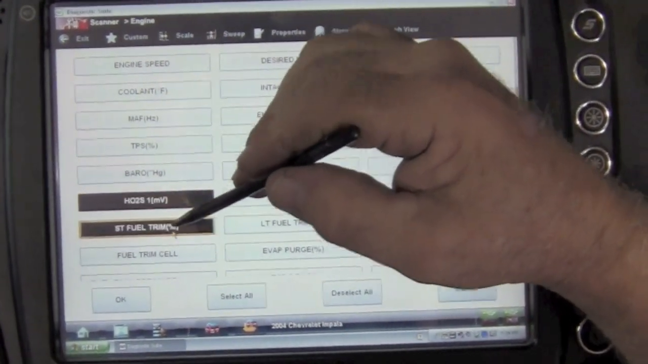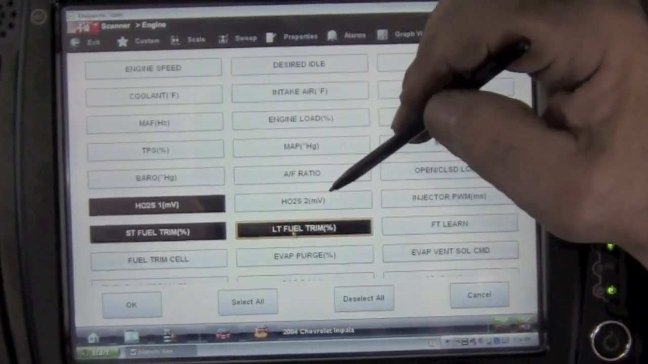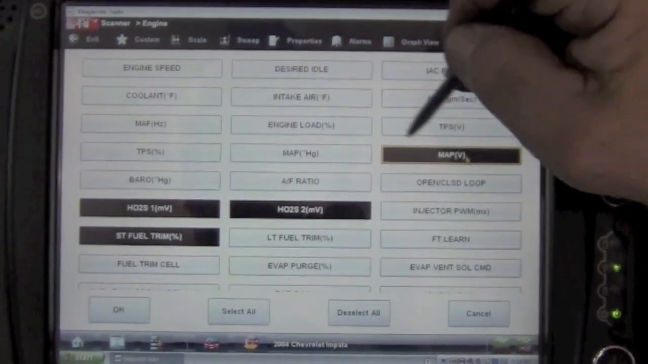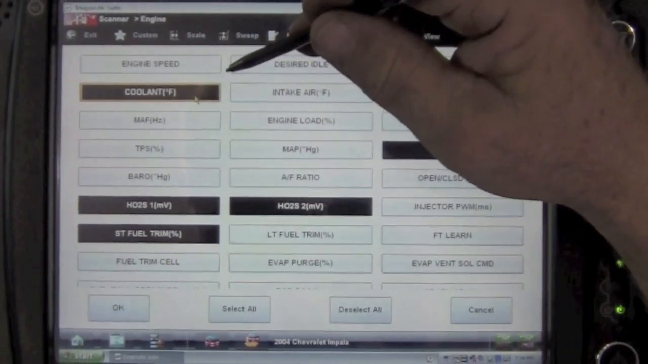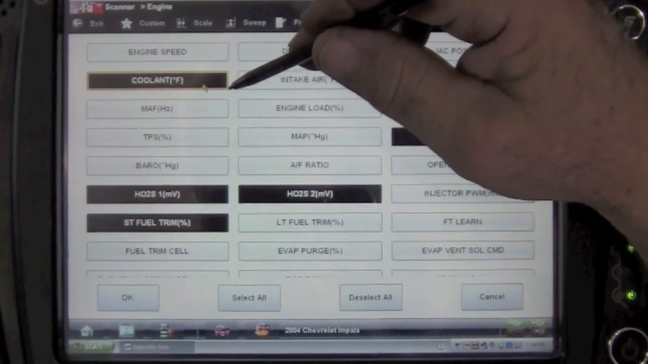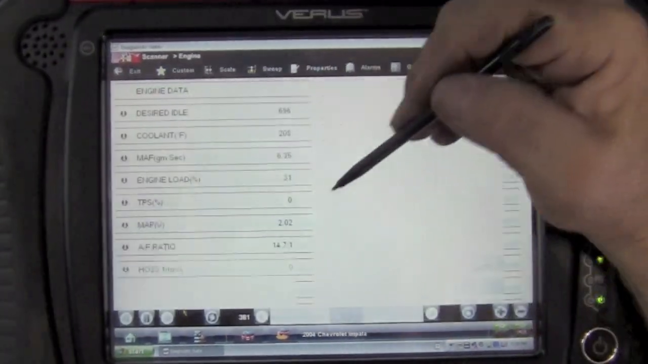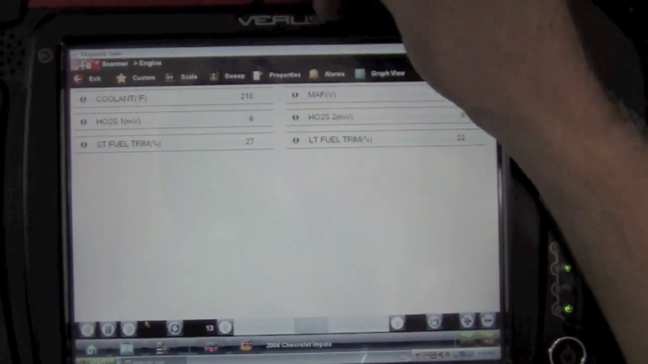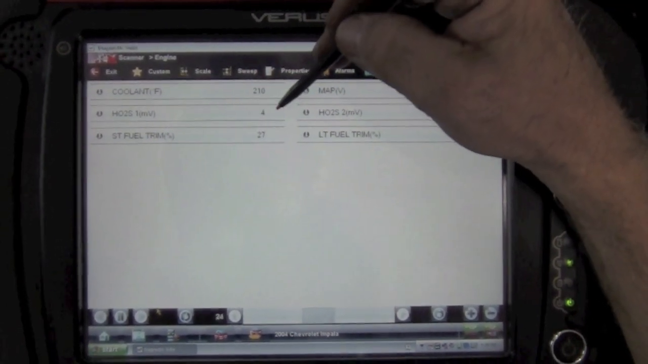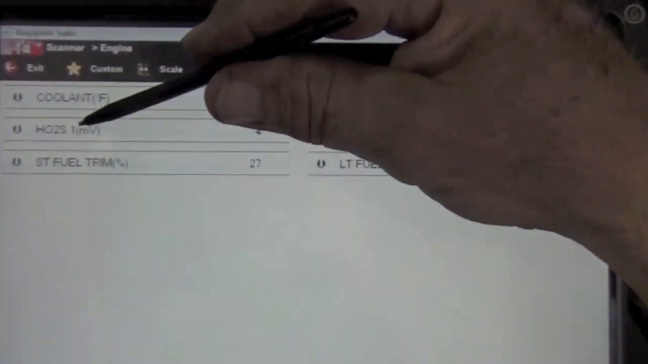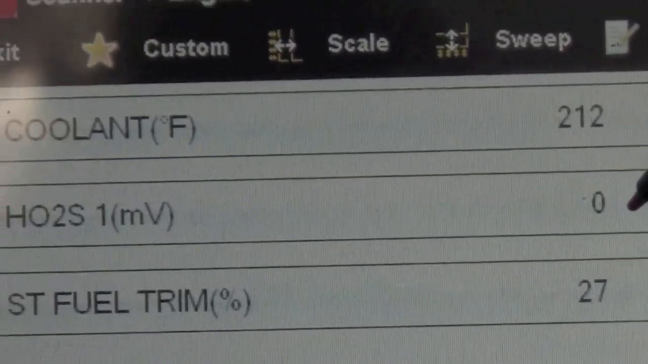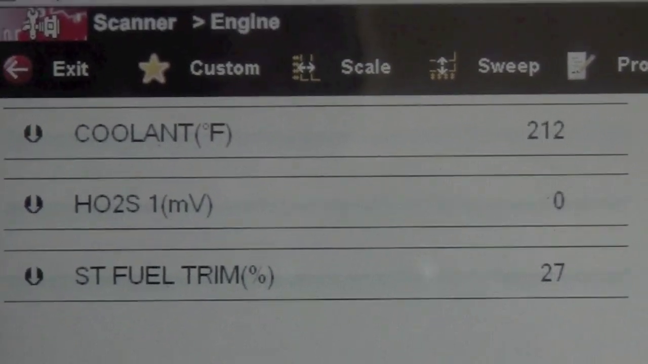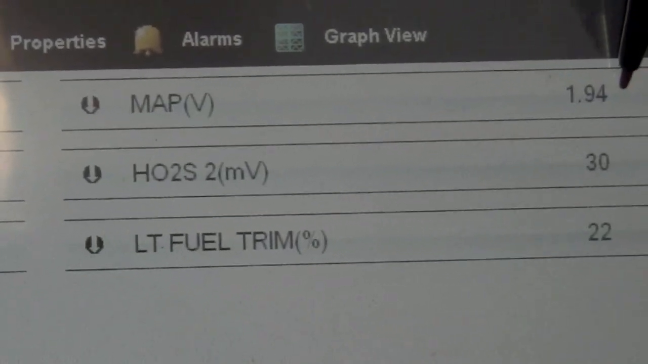I want to look at short-term fuel trim, long-term fuel trim. I want to look at mass airflow volts. Also want to look at the coolant sensor. Now I want to look at just those. Now I don't have to look at everything. What I want to do is notice here the oxygen sensor on bank 1 millivolts is reading 0 to 4. Short term is 27. You can see the MAP voltage varying.